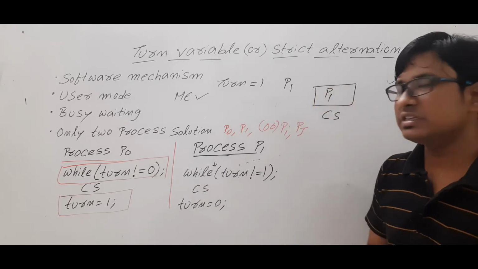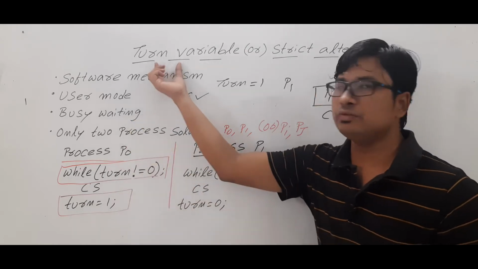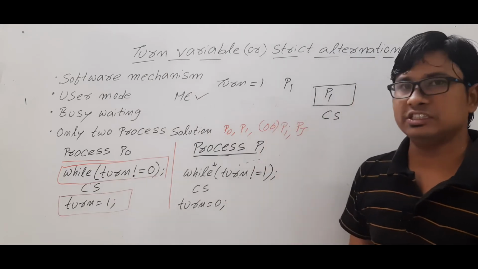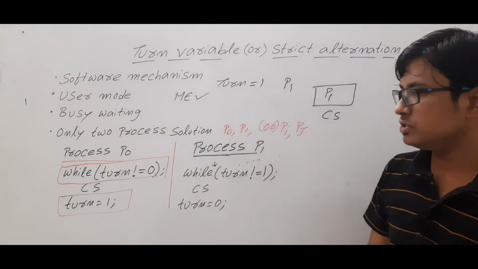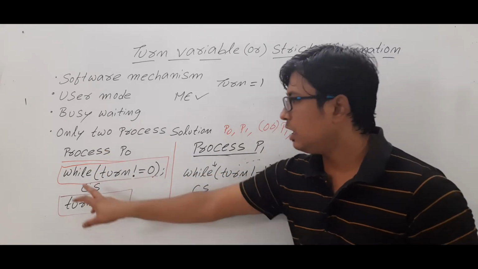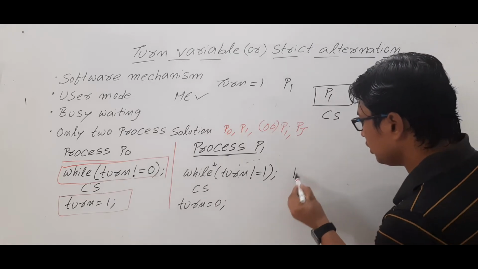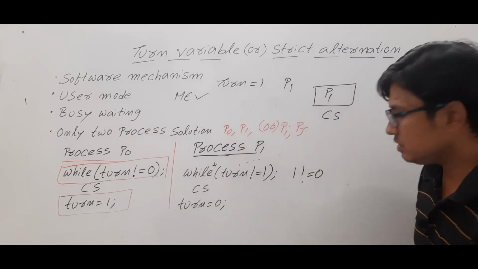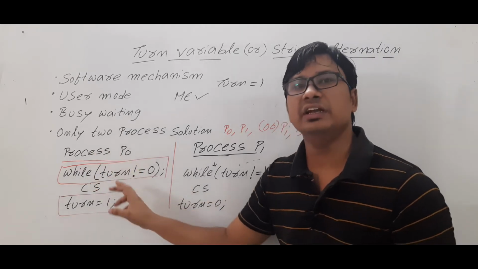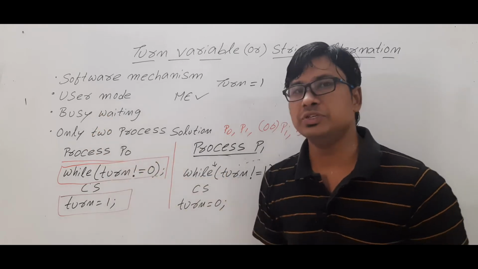Is it clear? Now we will see, when the process P1 is in the critical section, whether this turn variable concept will allow the process P0 to enter into the critical section or not. Now turn value is equal to 1. So look at the entry part of the process P0. While turn not equal to 0, 1 not equal to 0. So this condition is true. If this condition is true, again it will check the condition only. It falls in an infinite loop. So that's why it is called busy waiting.